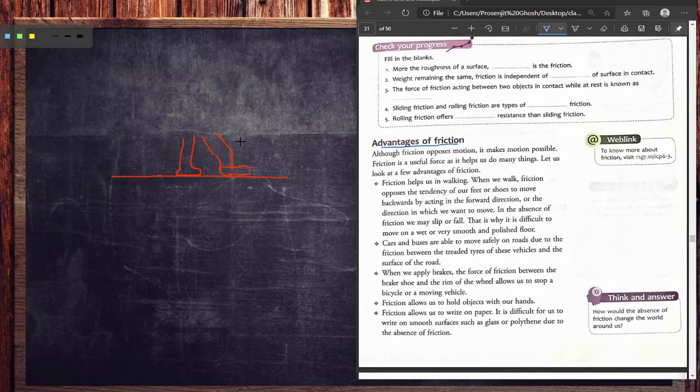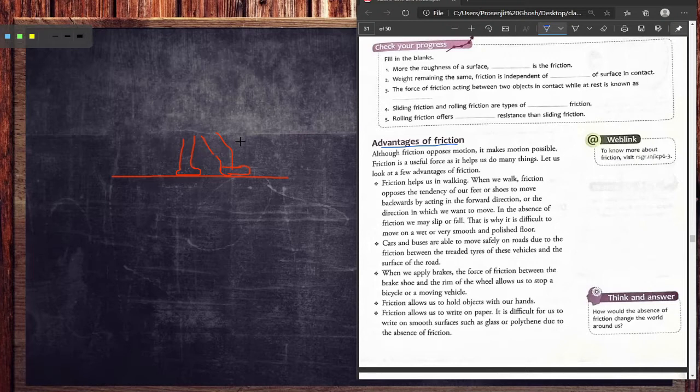In the other sense, the surface now has less friction, and as the friction is less, obviously we can't walk very easily over there. We will slip and fall back. So that is all about the polished surface and rough surface. Always think that more rough means more friction.